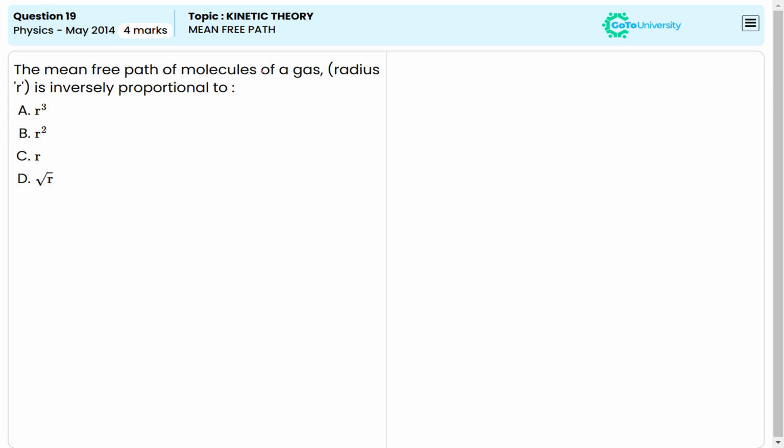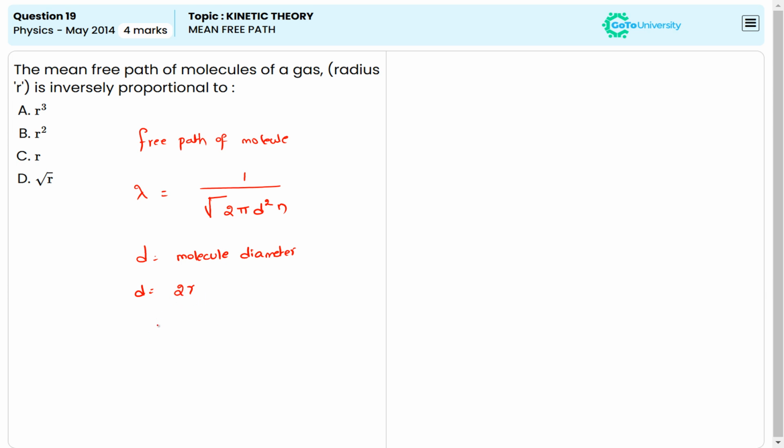The mean free path of a molecule of a gas that has radius r is inversely proportional to the free path of the molecule. The free path of a molecule, we can denote it by the symbol lambda, which is equal to 1 divided by the square root of 2 pi d squared n, where d is the molecule diameter, and we know that the diameter is equal to 2 times r, where r is the molecule radius.